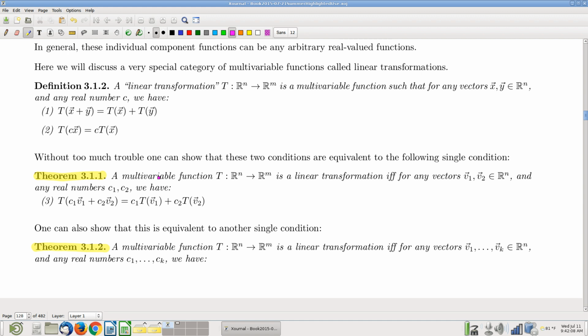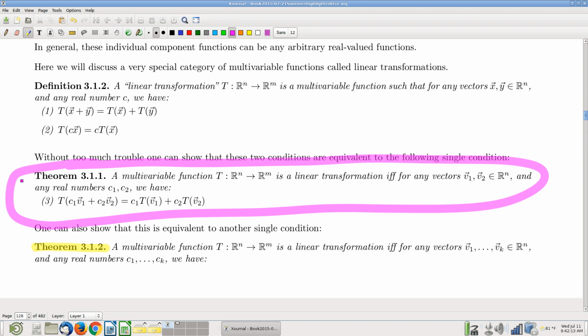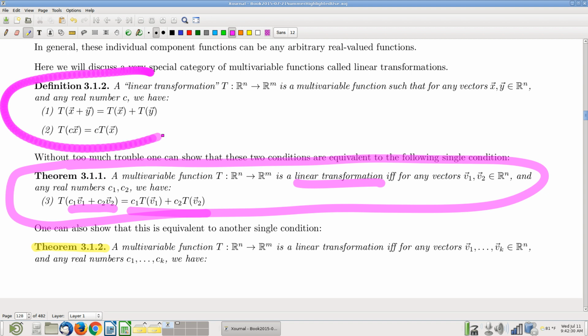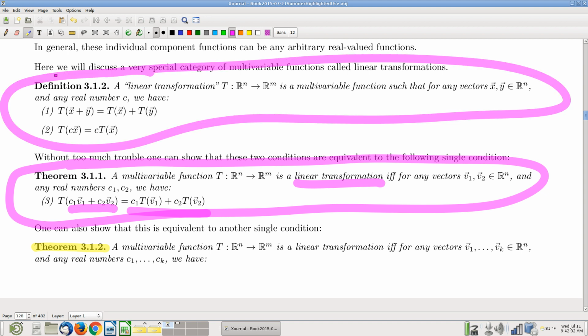Now, let's go back to linear combinations. Here's an alternative definition of a linear transformation. A linear transformation is a multivariable function that, if you put a linear combination in, you get the same linear combination out. Now, I don't think this is a shocker of an alternative to this definition. In the previous definition, we talked about addition in, addition out, and scalar product in, scalar product out. If you think about it, linear combinations are just additions and scalar multiplications.